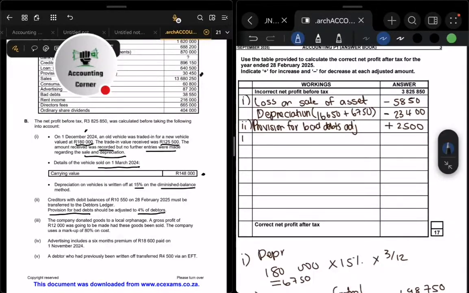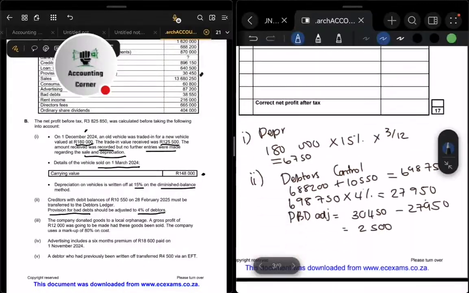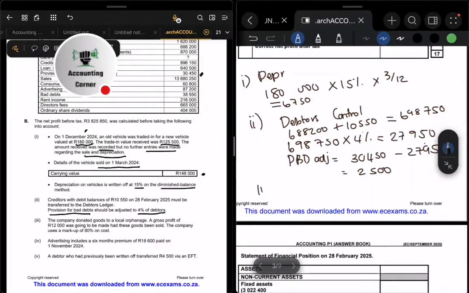So adjustment 3, donations. Now a donation is not a sale, so we can't use the gross profit to record the donation. We need to calculate the cost of the goods that were donated because they were not sold. So we can't use the sales price. We can't use the gross profit for it. A sale had not occurred.